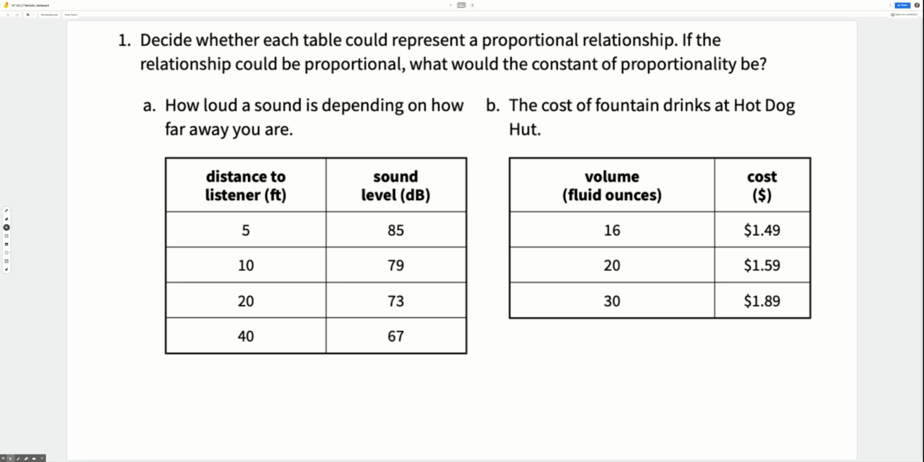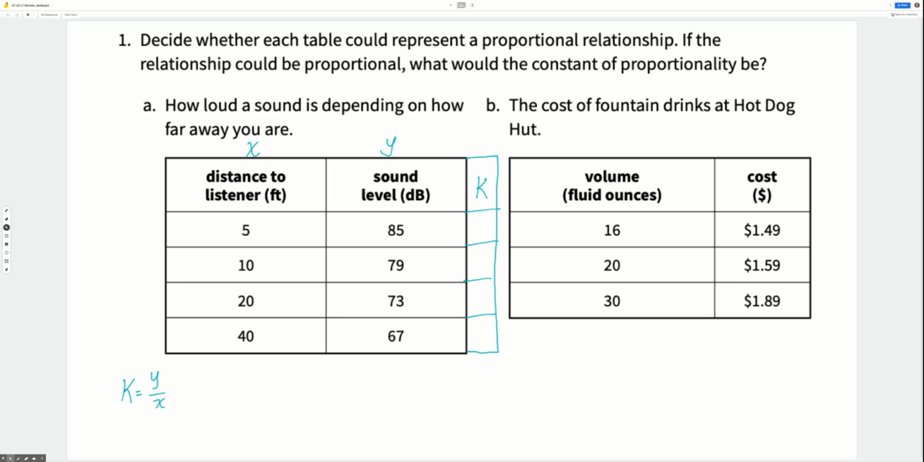Let's take a look at number 1. Number 1 says decide whether each table could represent a proportional relationship. If the relationship could be proportional, what would the constant of proportionality be? Well, this is very similar to what we've done. With all of these tables, by the way, make sure you're on page 59. We'll take a look at x and y, and don't forget that our constant is y divided by x. So what I like to do sometimes is extend this table, and I'm going to put the constant right beside it.